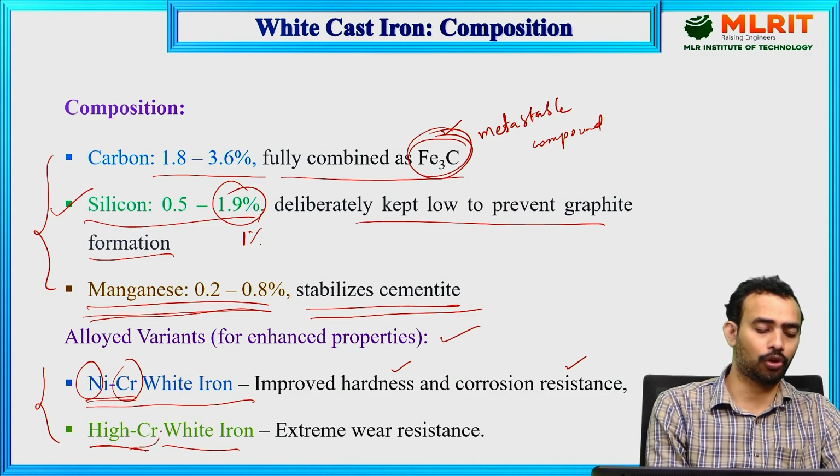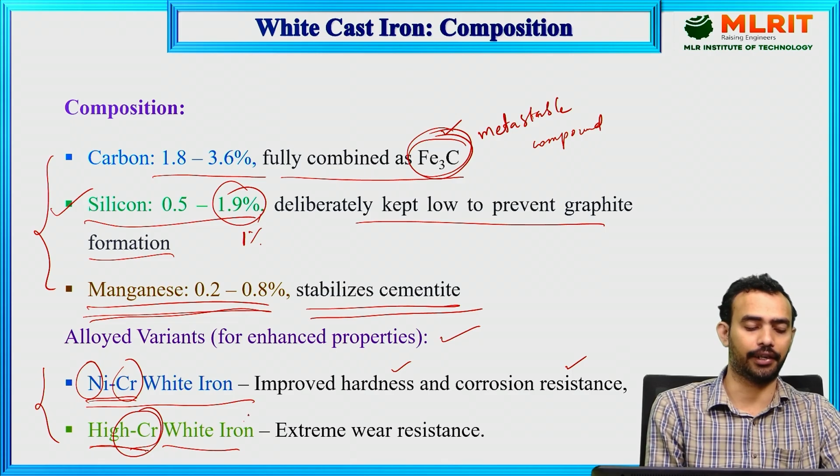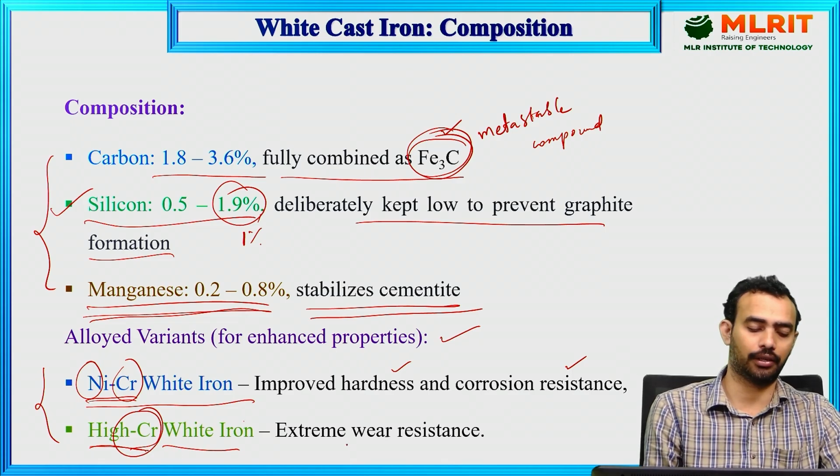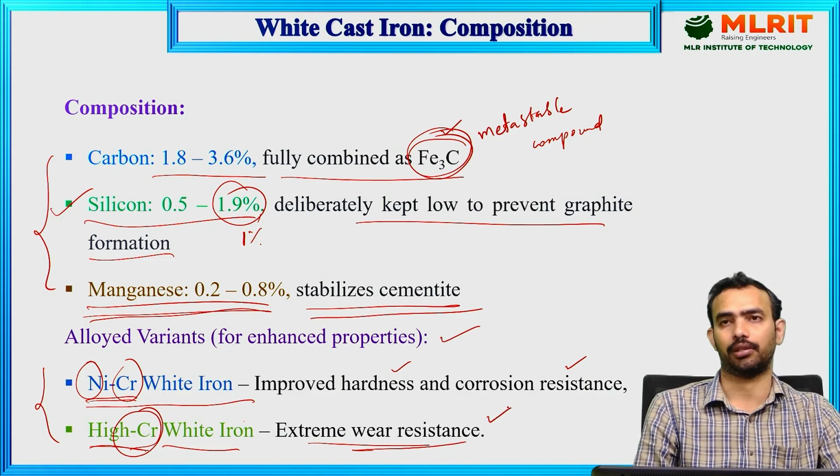So the chromium component is very high. High amounts of chromium are considered in the white iron, which is called high chromium white iron, and it offers excellent wear resistance properties.